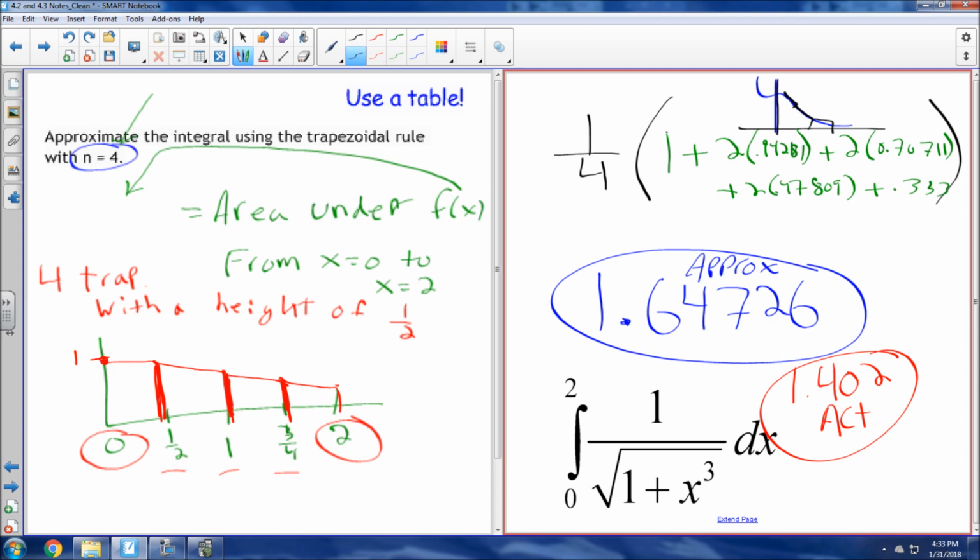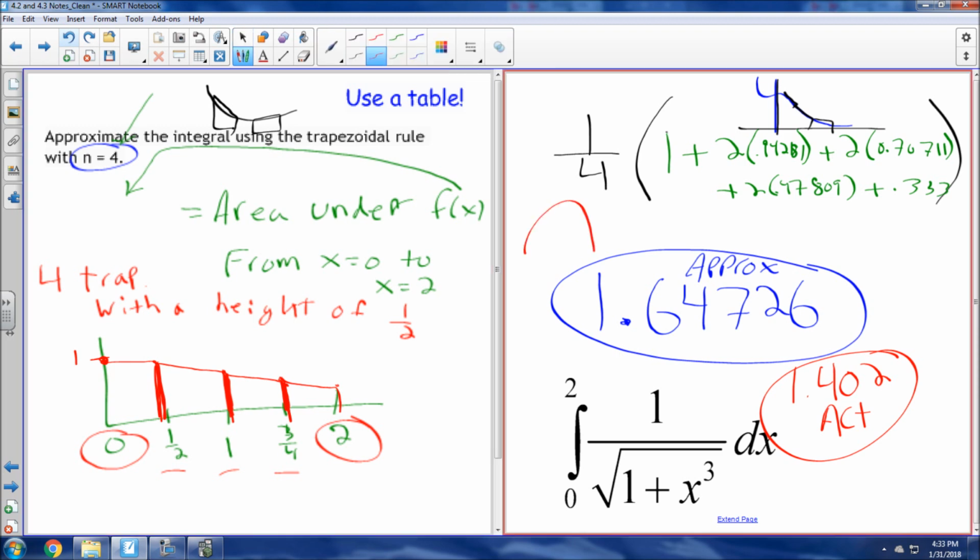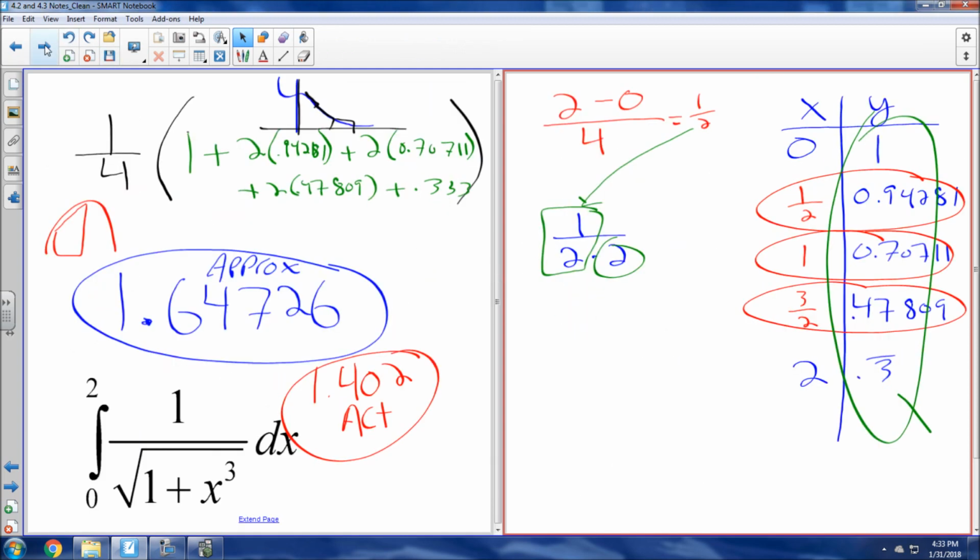It's hard to see it here. But when the graph is like this, the trapezoids go over the graph, right? So this is an overestimate for that reason. Because it's concave up, actually, it's an overestimate. If it was concave down, think about what that would mean. Would the trapezoids over or underestimate if it's concave down? And that's the trapezoid rule in a nutshell.